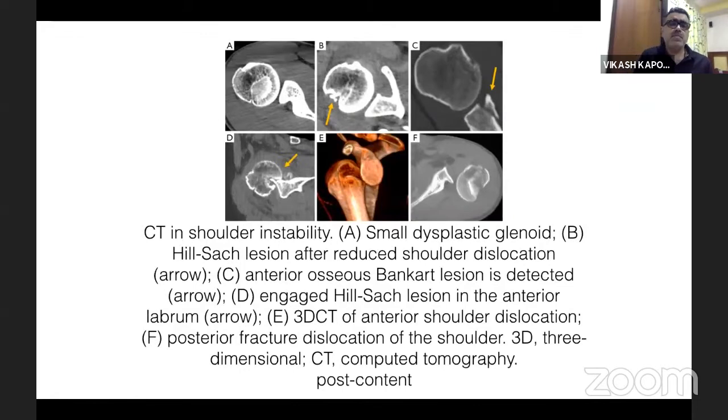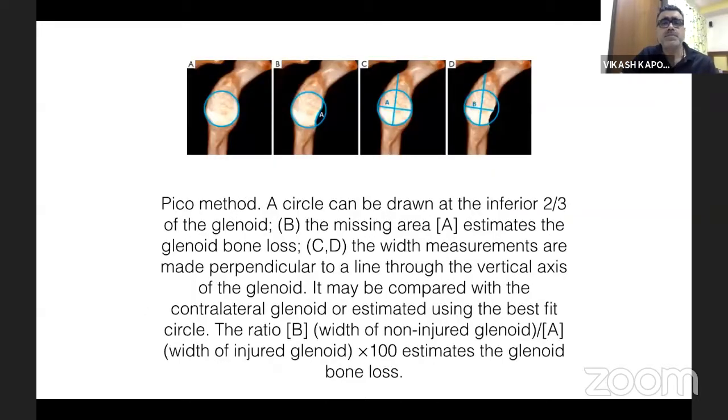Since we have been able to quantify the glenoid sizes, we can understand which one is a small and dysplastic glenoid, which is leading to instability. We can see how big the Hill-Sachs lesion is and where it is. We have come to understand the bony Bankart lesion, which was not known very well earlier. And we can also see where the associated abnormalities in the humeral head are, besides the Hill-Sachs lesion, in a posterior dislocation or an anterior dislocation of the shoulder.